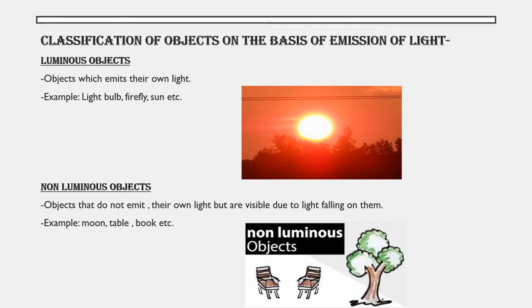Non-luminous objects do not emit their own light but are visible due to light falling on them. The example of non-luminous, you can see over here in the picture, is chair and tree. Other examples are moon, table, book, etc. These objects do not have their own light, means they do not emit light, and whenever light falls on them, you will be able to see them.